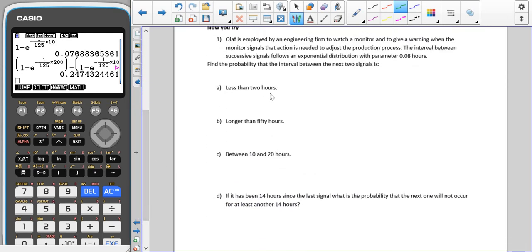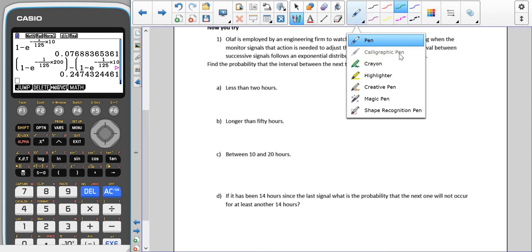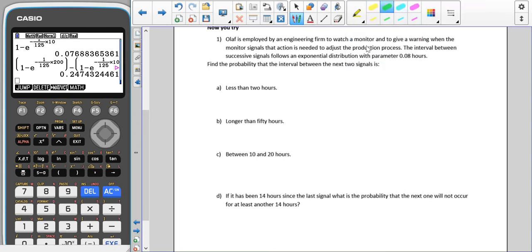So I'd like you to pause the video and give the Now You Try question a go. I just want to point out that this time it says that the parameter is 0.08 hours, not the mean. This is talking about the parameter. So straight away here, we have x squiggle exp 0.08. So it's different from what the example one was. So like I said, I'd now like you to pause the video and give the Now You Try questions a go.